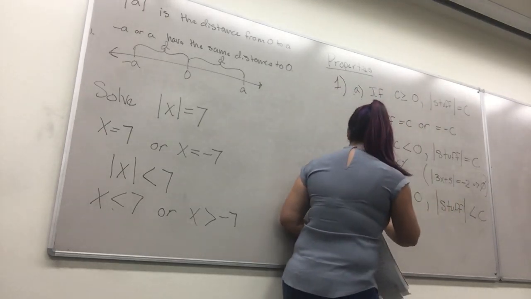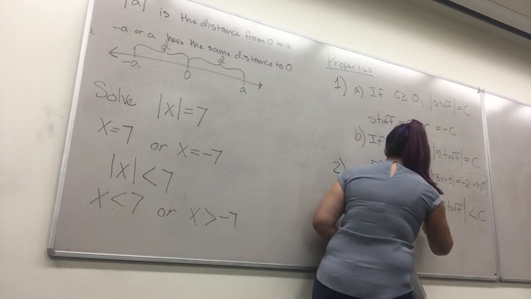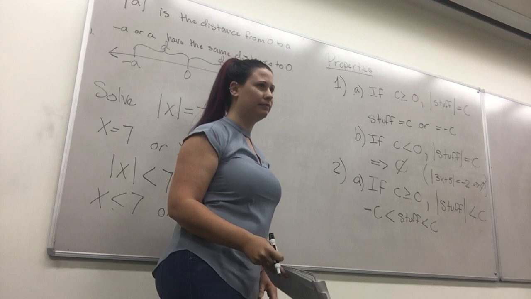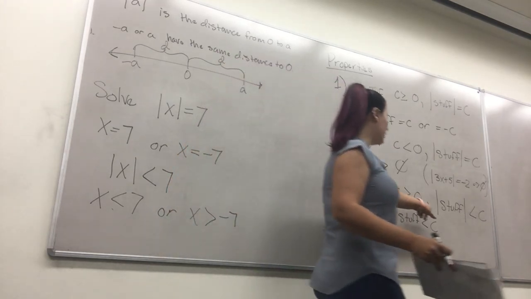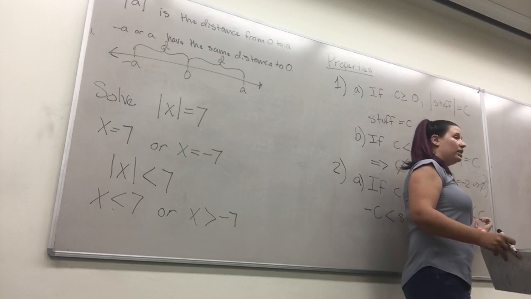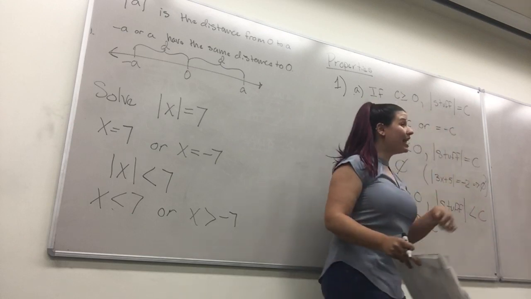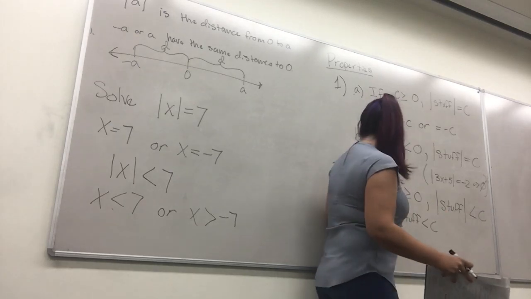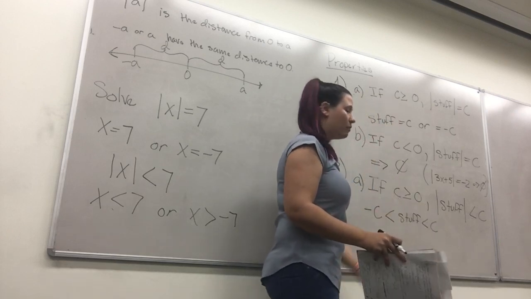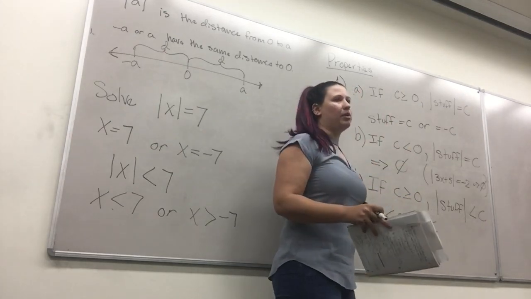So what we can do then is we have negative C is less than the stuff, less than C. Okay? So what you're saying is the stuff is somewhere between 0 and C, right? It has to be within that value because remember, it can't be negative. So it's somewhere in between negative C and C when you take away the absolute values. You're bounding it, okay?